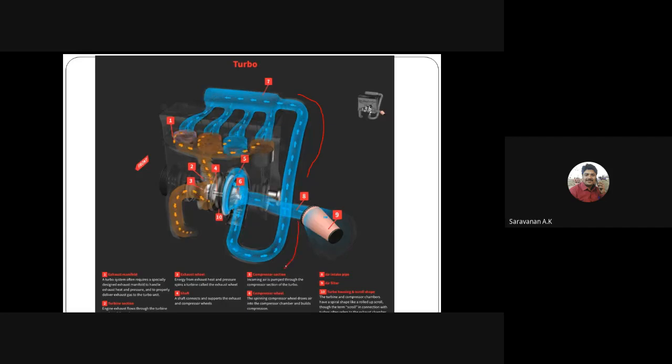You can see here, it goes into the system. Is it clear or not? Then how does the turbine run?